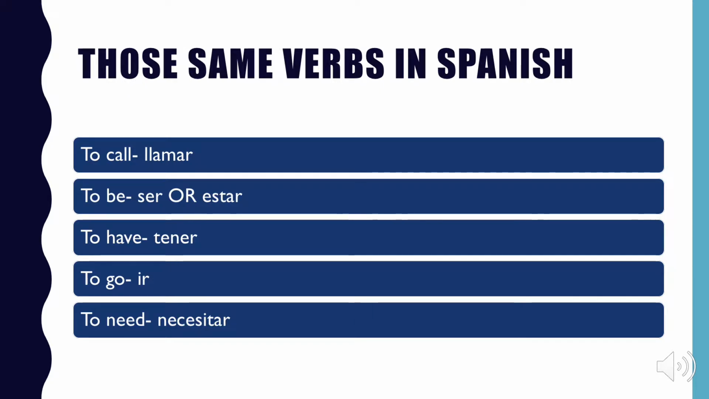Here are those same verbs translated into Spanish. For to call is llamar. To be means ser or estar. To have is tener. To go is ir. And to need is necesitar.